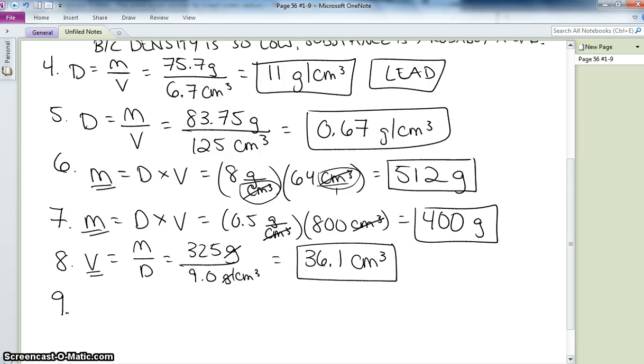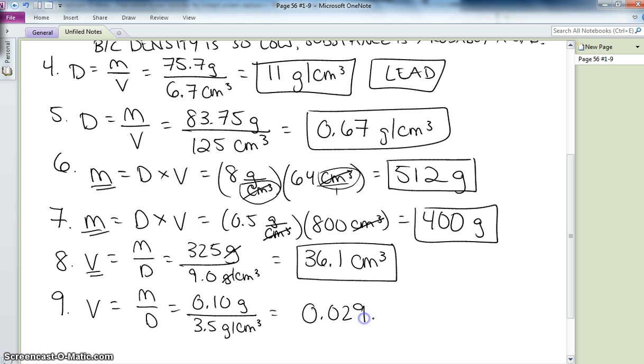Diamonds have a density of 3.5 grams per cubic centimeter. How big is a diamond that has a mass of 0.1 grams? How big? It's asking how much space does the diamond take up. We know that is volume that we're trying to find. Volume equals mass divided by density. The mass is 0.1 grams. The density is 3.5 grams per cubic centimeter. Pause it while you put that into your calculator, and you will get 0.029.